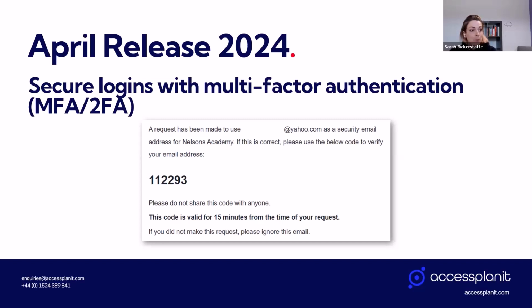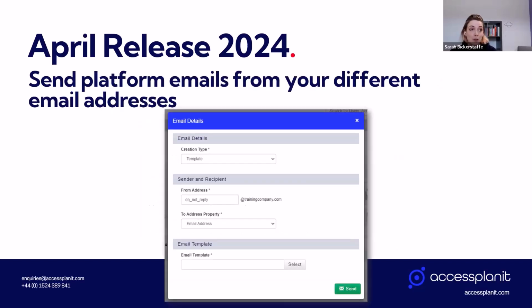So the next feature I'm going to be talking about is sending platform emails from your different company email addresses. This is quite an exciting new feature that we've been working on for a while. We can now send emails from the platform from your different email addresses that are within your company's domain. You can see here we've got our standard do not reply at trainingcompany.com. We can now change this to bookings or accounts or sales, for example. These same settings are available within workflows and also within your manually sent emails from the platform.